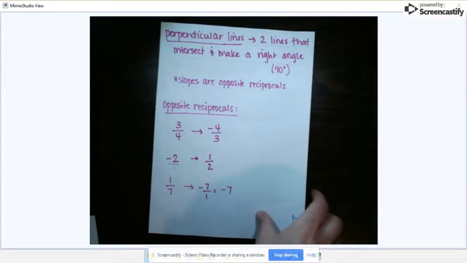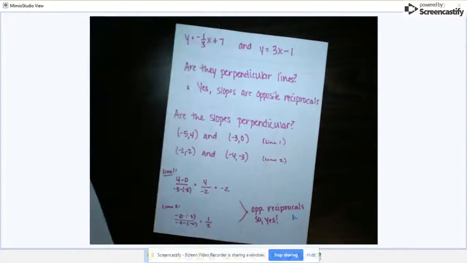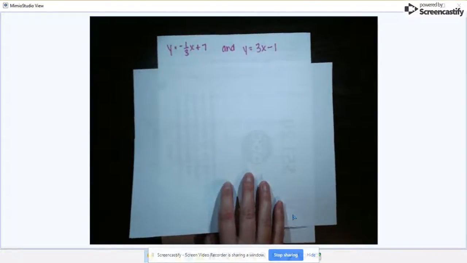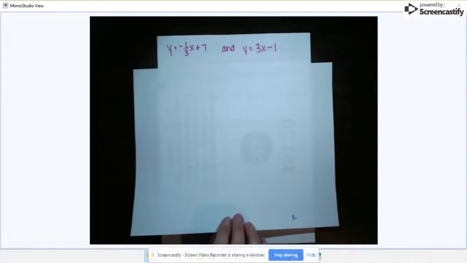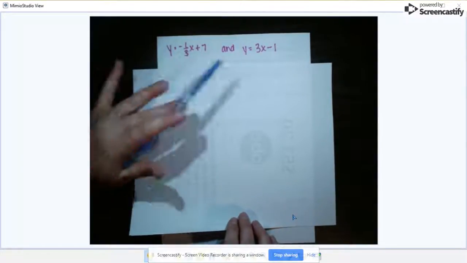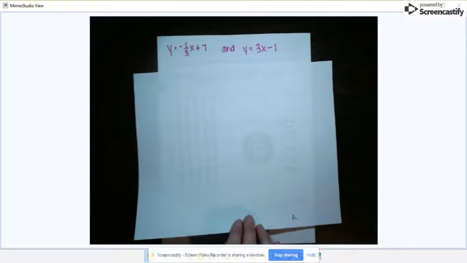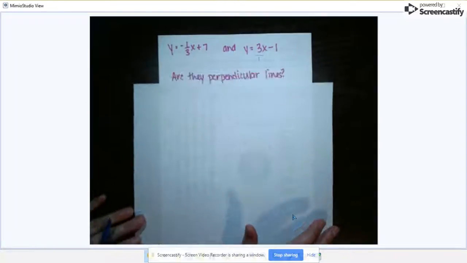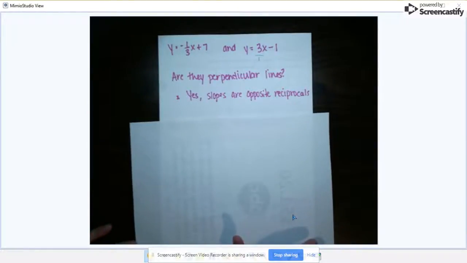So let's decide if a couple lines are perpendicular. Here we have -1/3 x plus 7 and 3x minus 1. We want to know, are they perpendicular? Again, we're only looking at their slopes. So we have -1/3 and +3. You can think of that as 3/1. Therefore, they are opposite reciprocals.